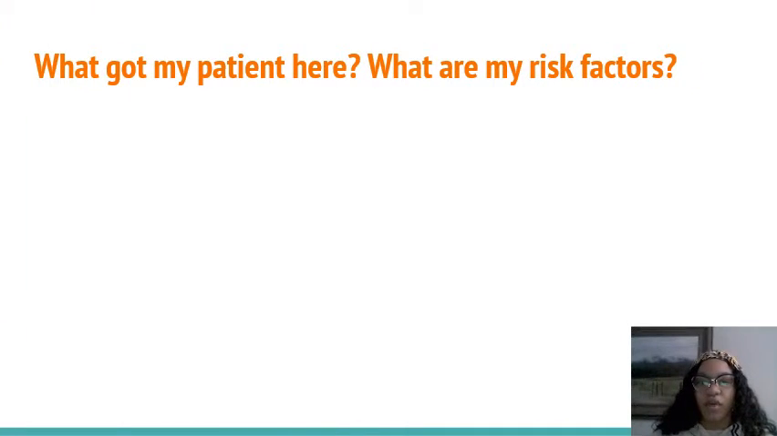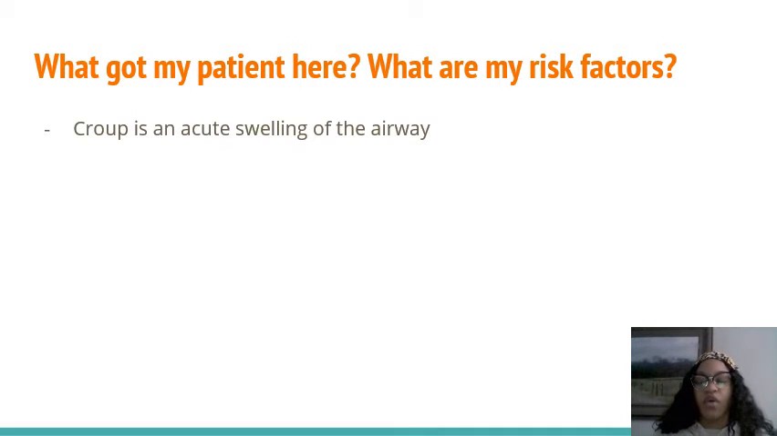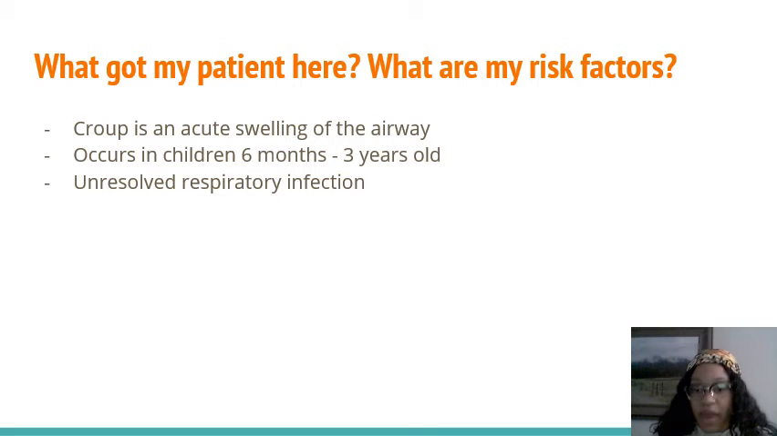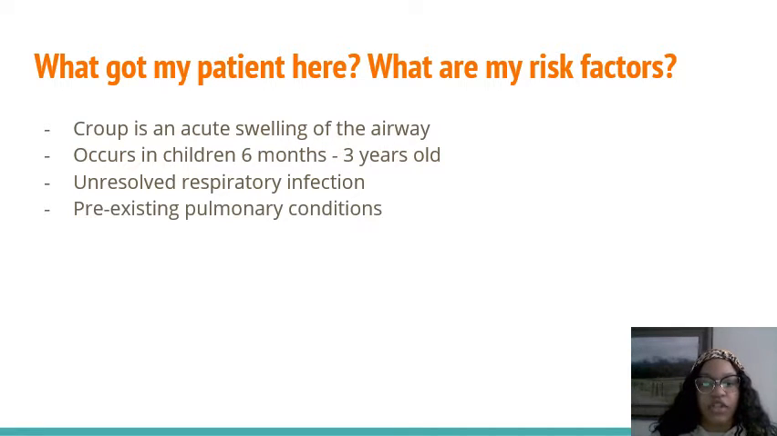All right, so what got my patient here? What are my risk factors? So, Croup definition: acute swelling of the airway. Occurs in children 6 months to 3 years old. How does Croup happen? What's the risk factor? Long story short, an unresolved respiratory infection or a pre-existing pulmonary condition. So pretty much they had a cold, influenza, some type of something going on that didn't resolve all the way and manifested in the Croup.